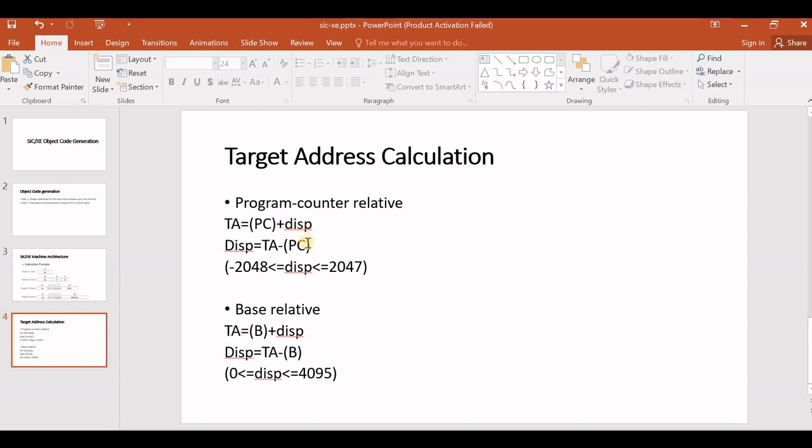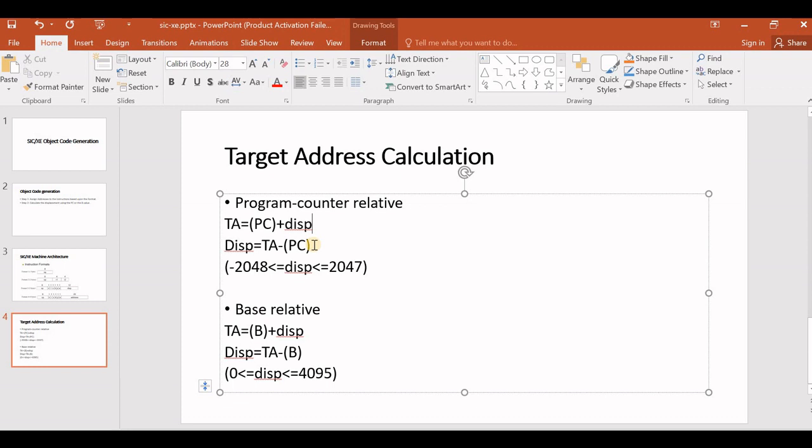But in case of format 3 instructions, you are supposed to find out the displacement and not the target address. From this equation, we are going to deduce for displacement. Displacement is equal to the target address minus the program counter value, and the displacement should lie between the values -2048 and +2047. In case the displacement value goes beyond 2047 or below -2048, then that instruction is not said to be in program counter relative addressing mode.